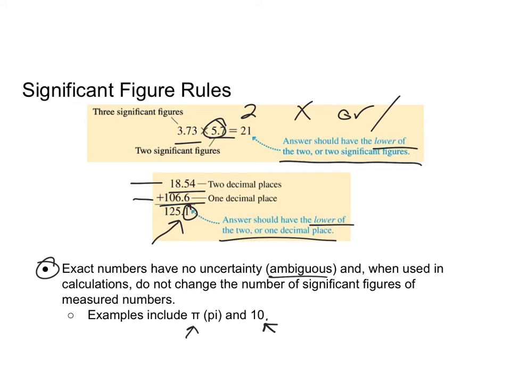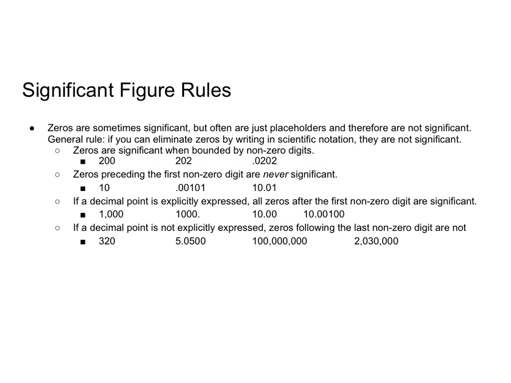So I tend to ignore those in my calculations. So there are some rules for zeros, and we will quickly, again, go over these at the beginning of the year. Zeros have 4 different rules. If they are bounded by non-zero digits, they are significant. So this first example right here, that's only 1 sig fig. Those other 2 zeros, they are not bounded.